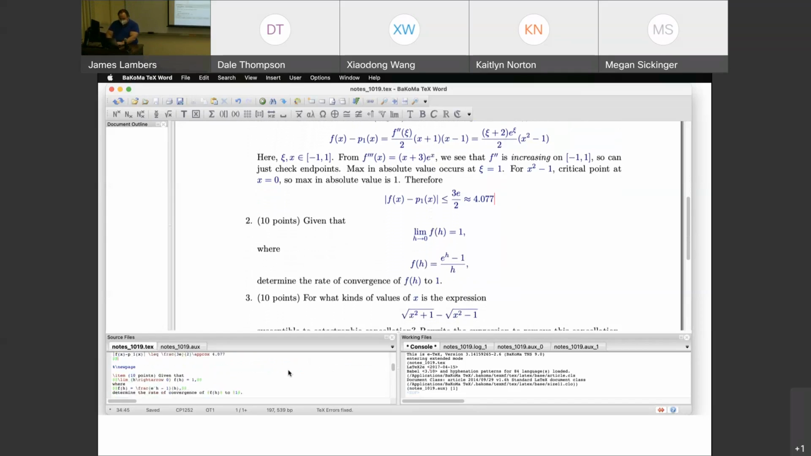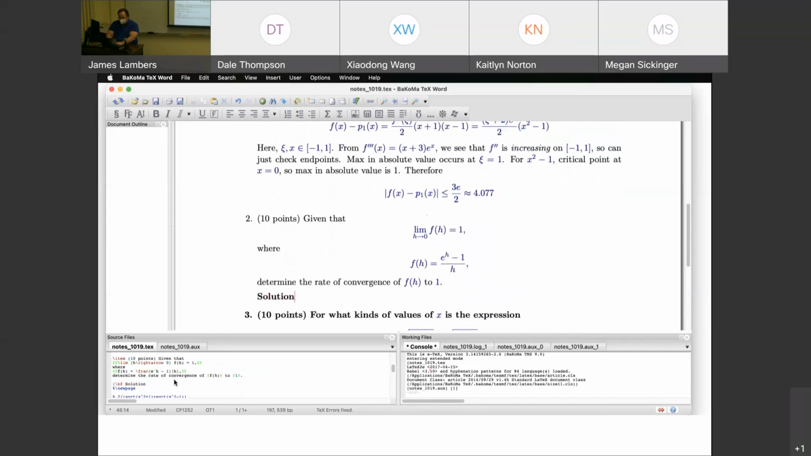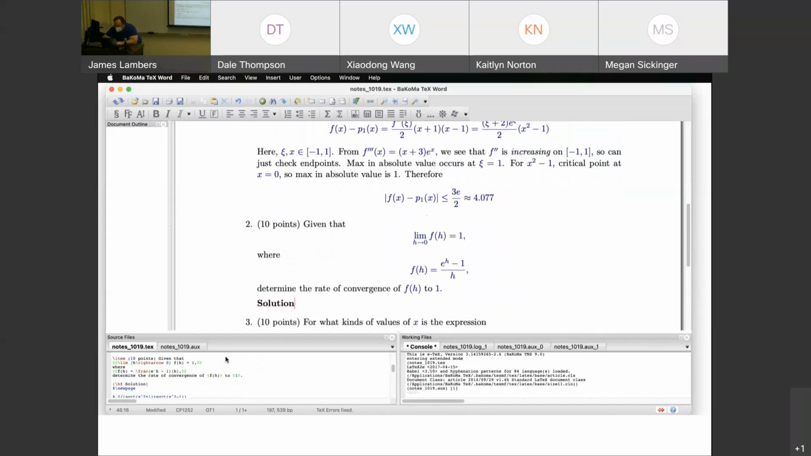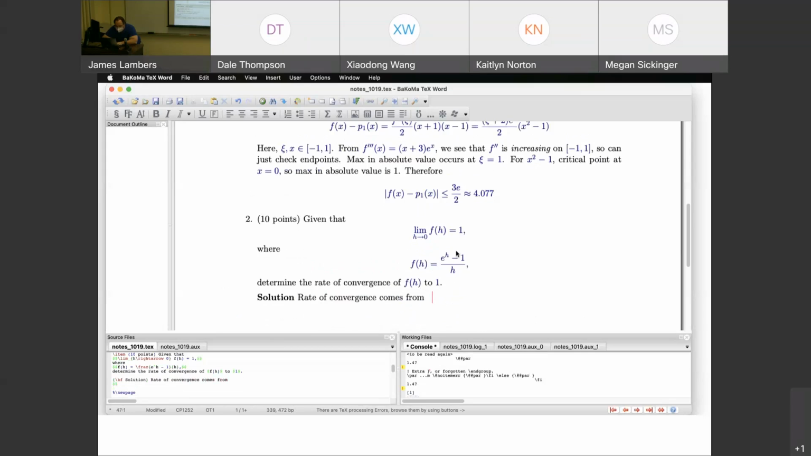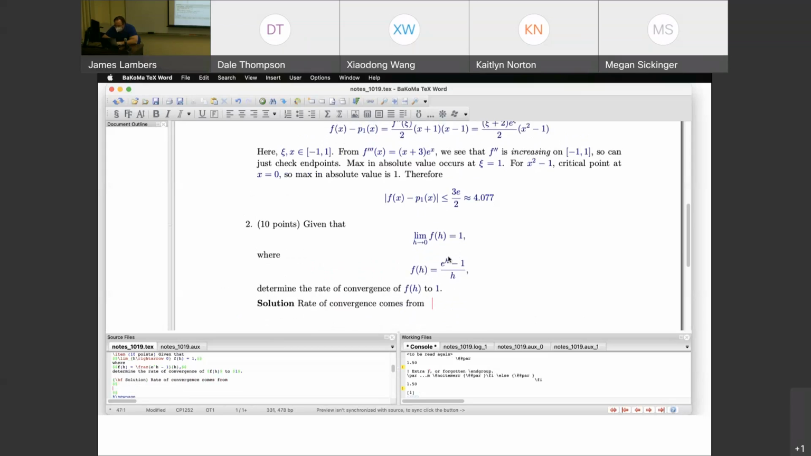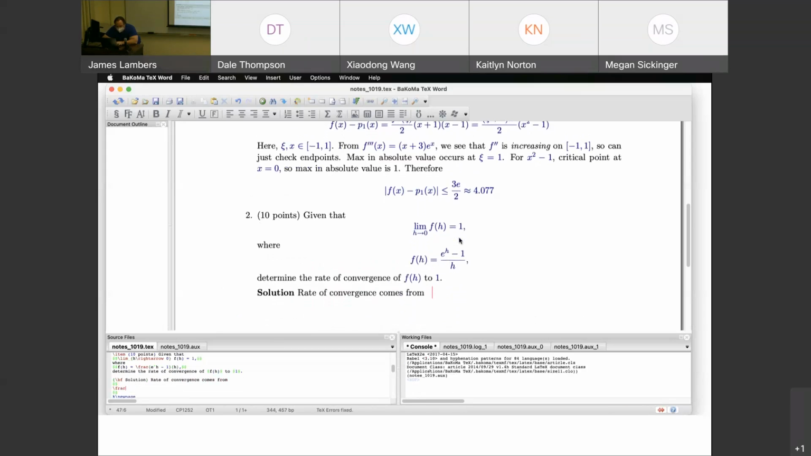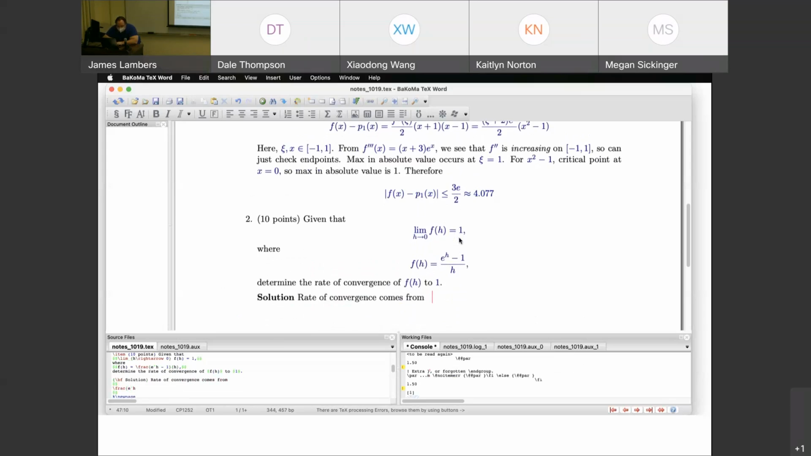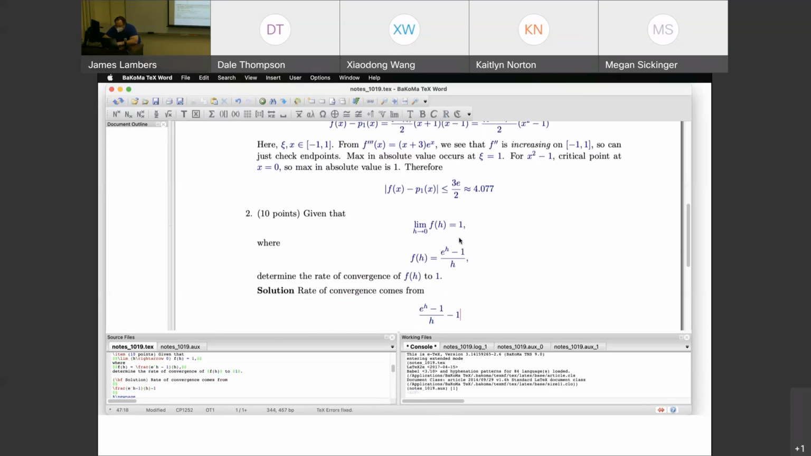Okay. Next one, convergence problem. So in this case, you're given that the limit is 1. So for rate of convergence, you're trying to find the order of magnitude of the function minus the limit. H minus 1, H minus 1.